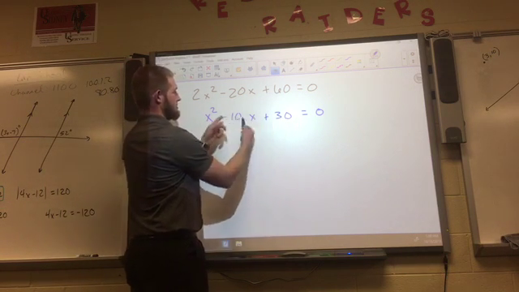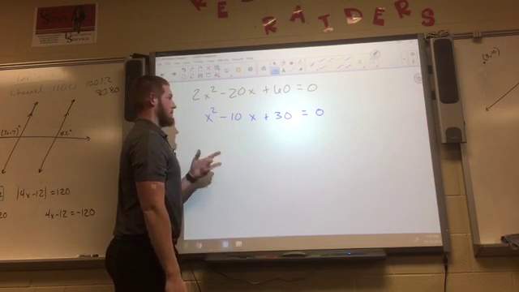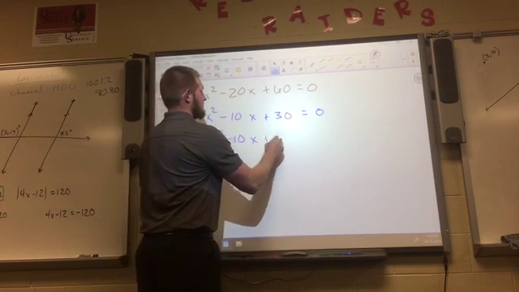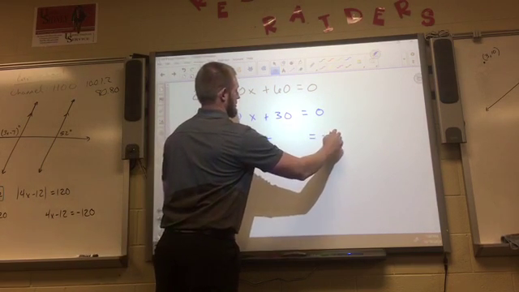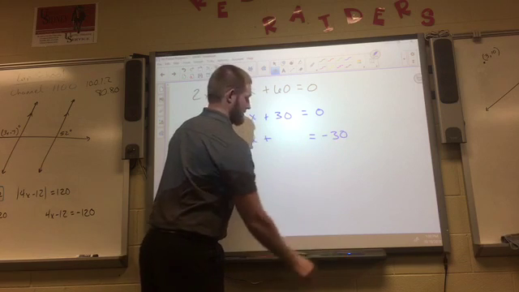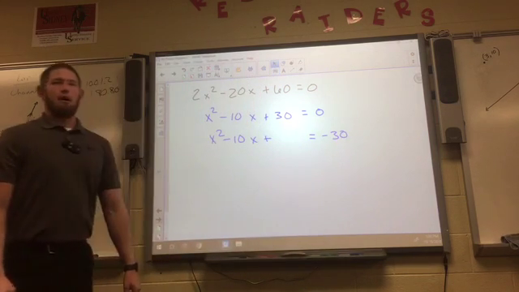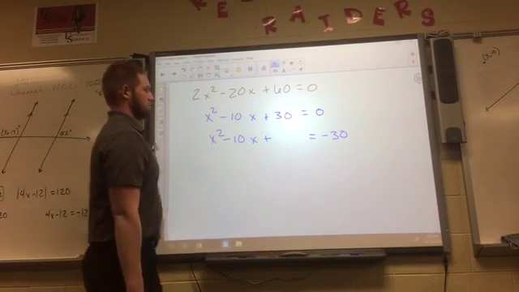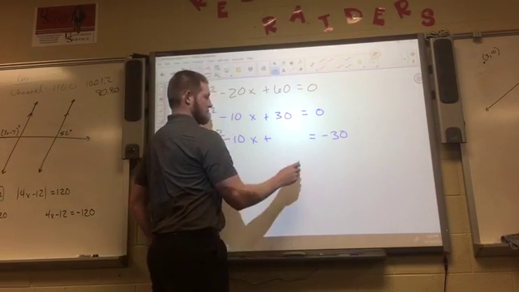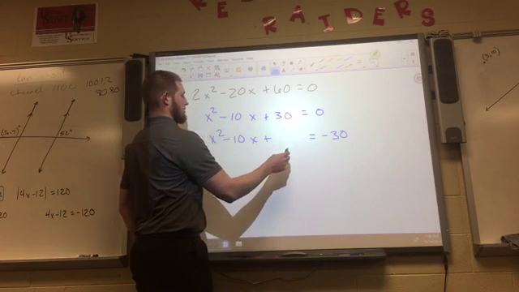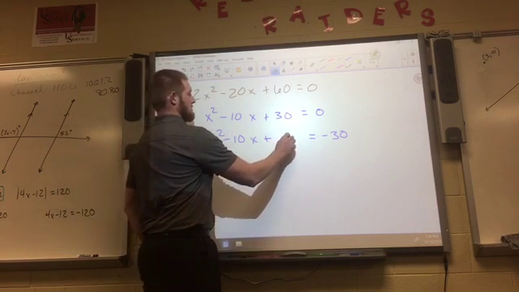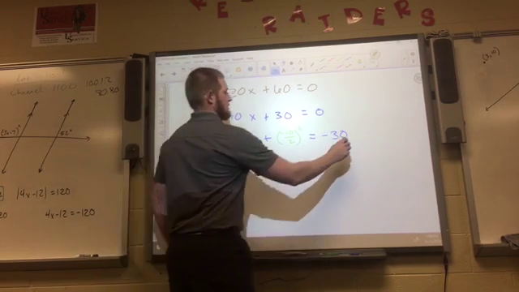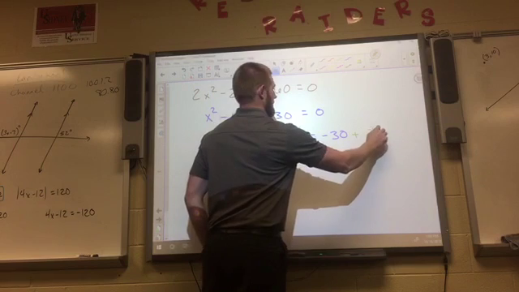Anything that multiplies to 30 adds to negative 10? No. So we get rid of that 30. Now it's a negative 30, but on the other side. Now we just complete our square. What did I use to complete my square? B over 2 squared. So B is negative 10. But if I do it to one side, I gotta do it to the other.